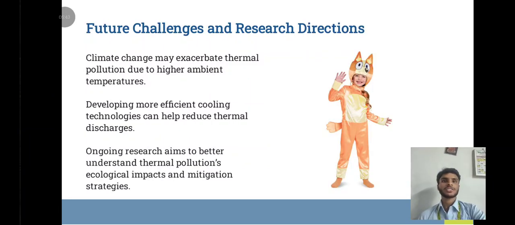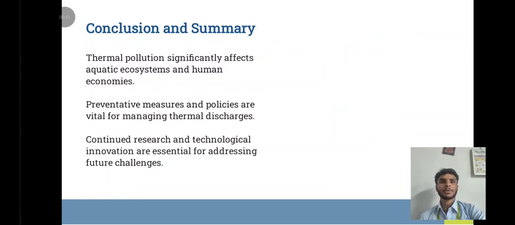Future challenges and research directions. Climate change may exacerbate thermal pollution due to higher ambient temperatures. Developing more efficient cooling technologies can help reduce thermal discharges. Ongoing research aims to better understand thermal pollution's ecological impacts and mitigation strategies.